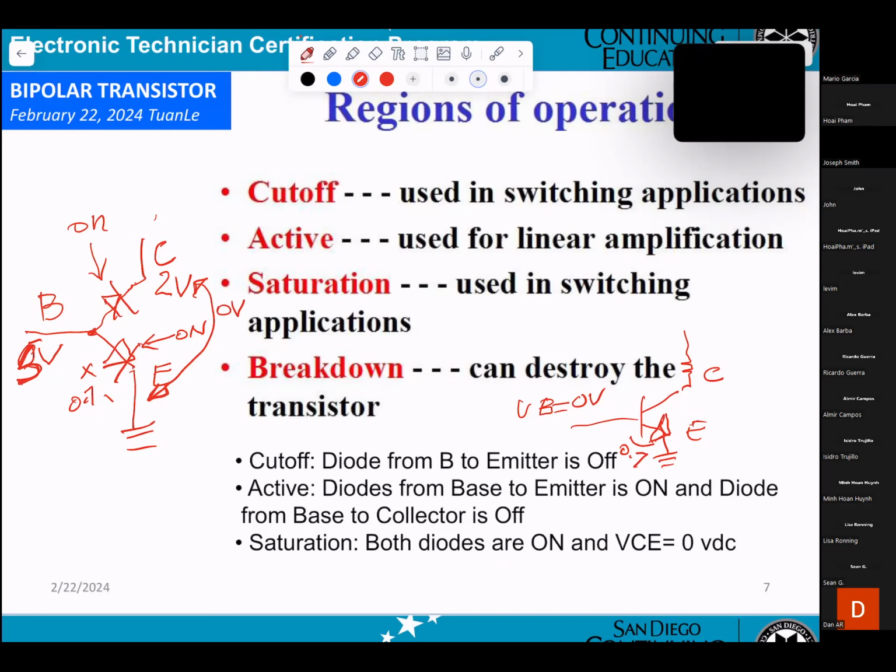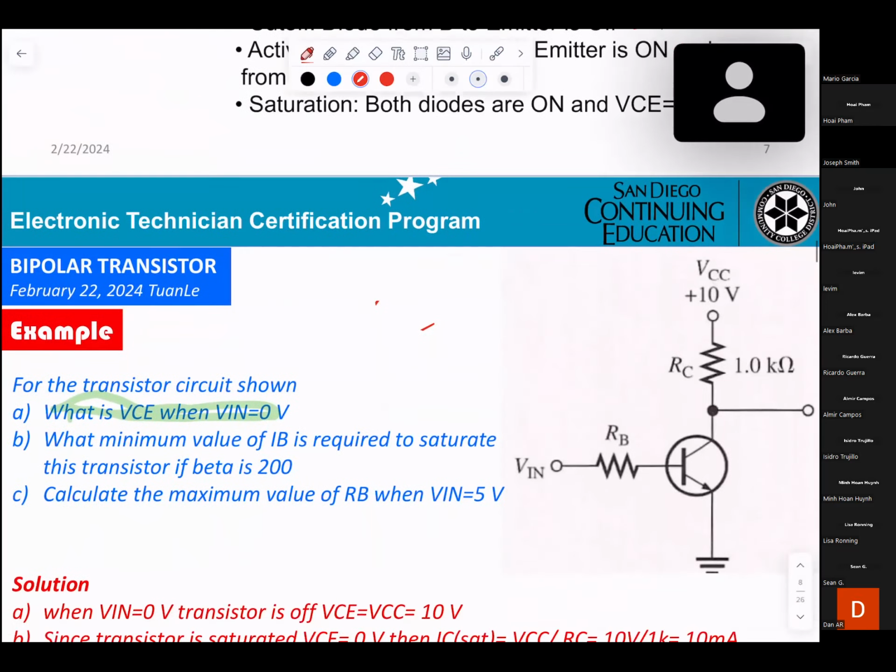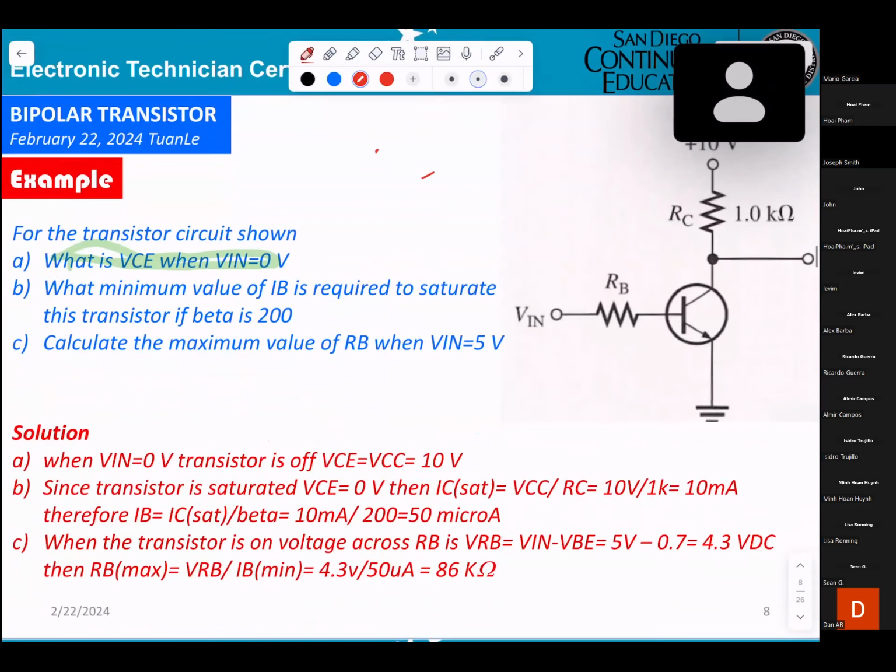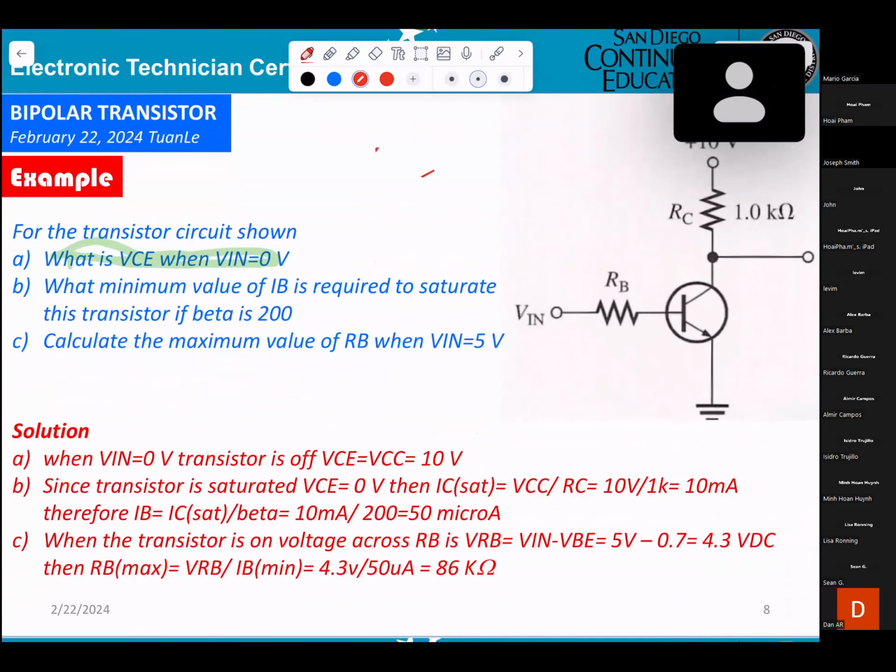Okay, thank you. The thing is, in order for you guys to understand, you have to go through it again. Okay, this one, I just quickly go over. I already have the solution for the transistor circuit.